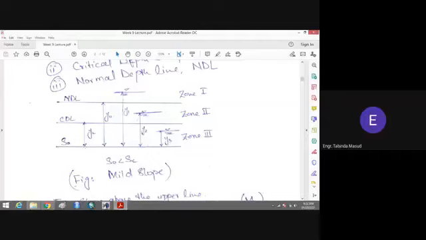The normal depth of the flow is always greater than the critical depth of the flow on the mild slope. Therefore, you can see here that normal depth of the flow is greater than the critical depth, and that's why normal depth line is above the critical depth line. First of all, you will draw this slope of the channel bed. Above the slope of the channel bed will be a critical depth line, and above the critical depth line will be a normal depth line.